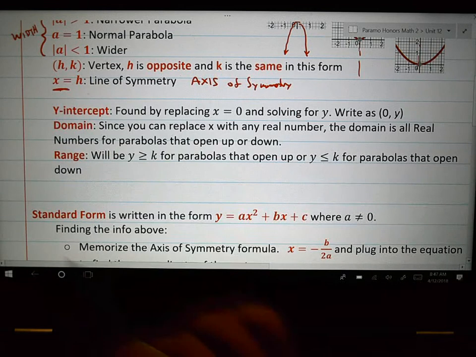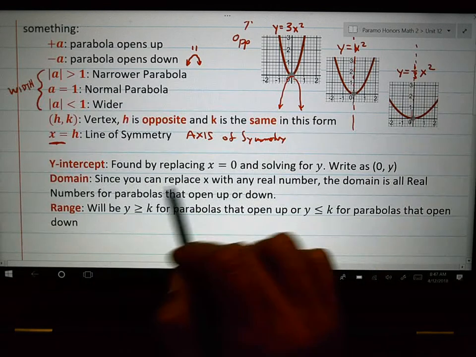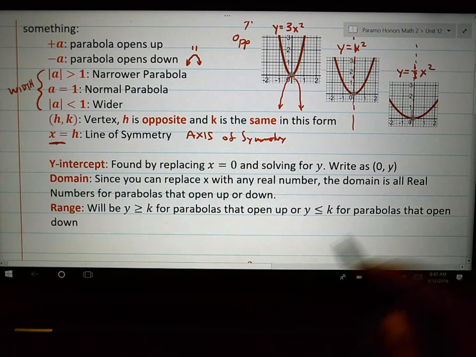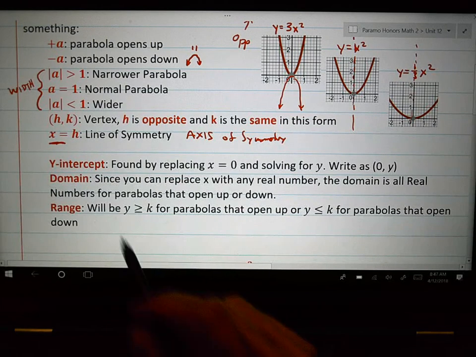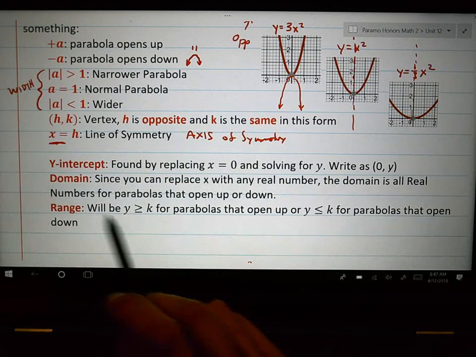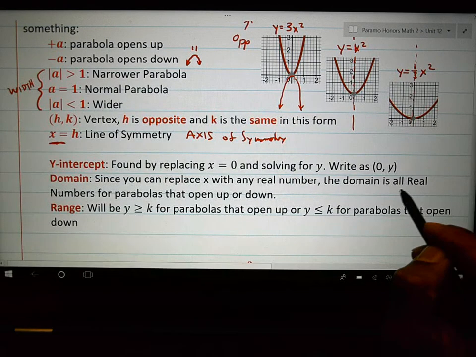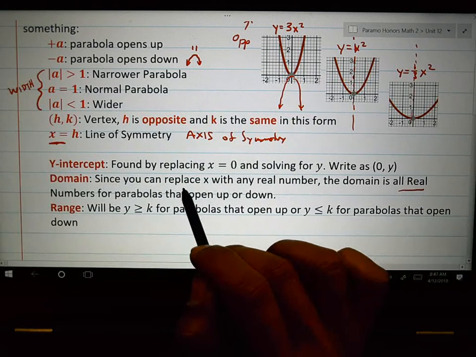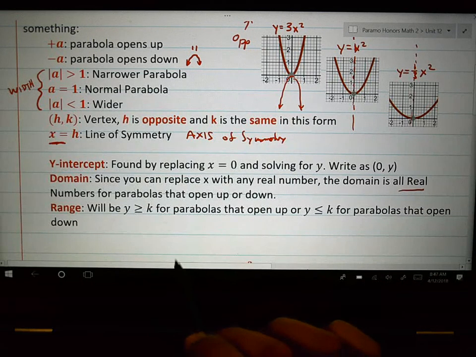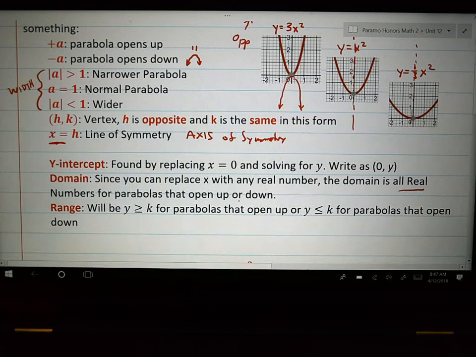If you want to find the y-intercept when it's in vertex form, replace x with 0, plug it in, write your answer as an ordered pair. Your domain, on the other hand, is all real numbers because you can replace x with any real number for parabolas that open up or down.